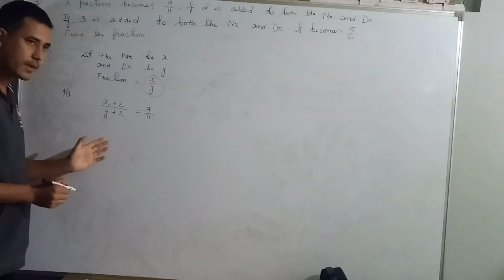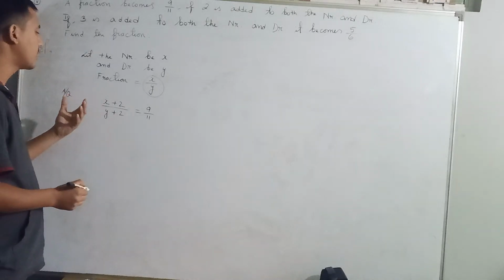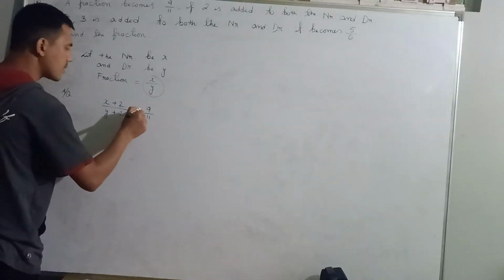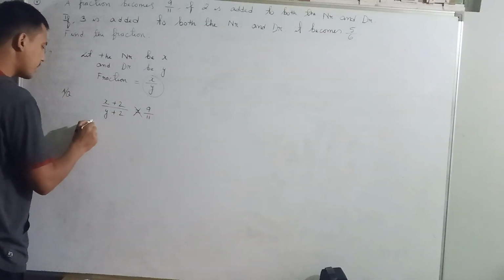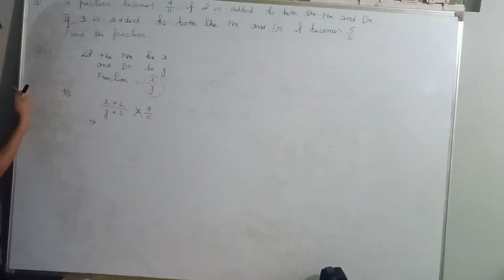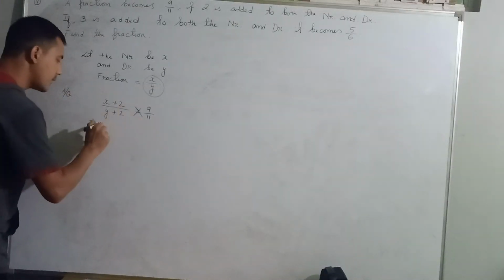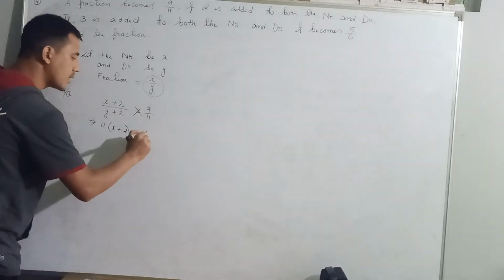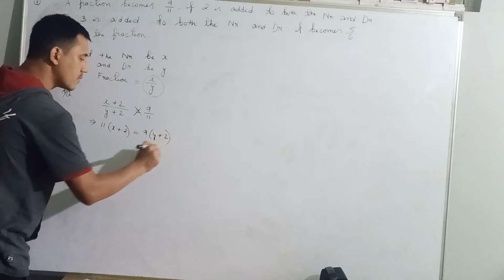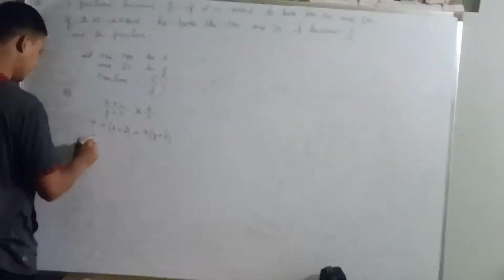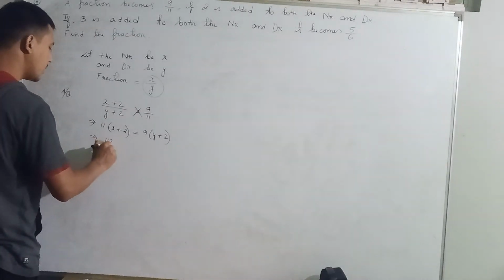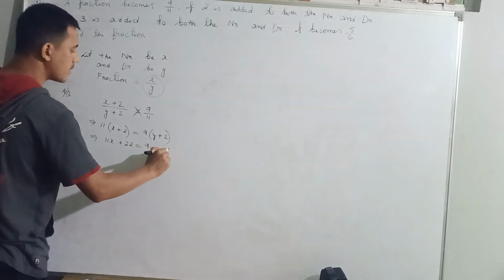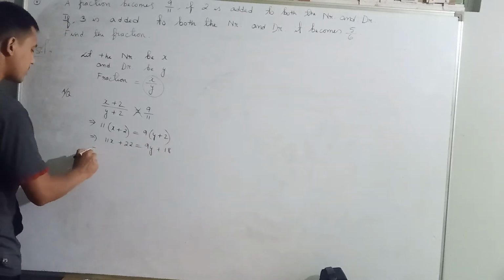So we will cross multiply and rearrange it. Then it will form a linear equation in two variables. Alright? So let's cross multiply. Let's write the term containing x towards the left hand side, okay? 11 times x plus 2 will be equal to 9 times y plus 2. Alright? So this will be 11x plus 22 equals 9y plus 18.